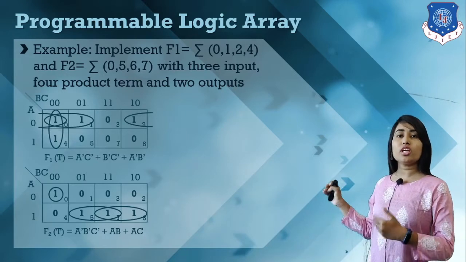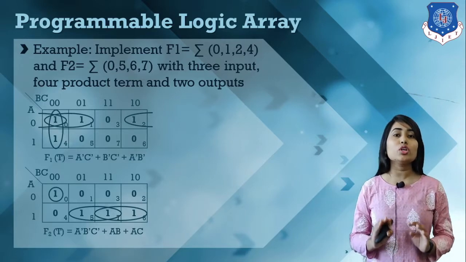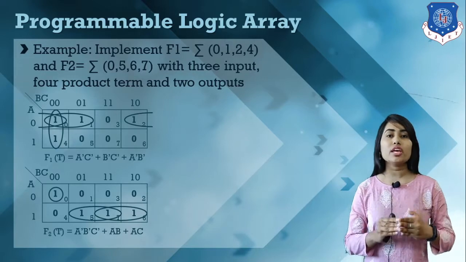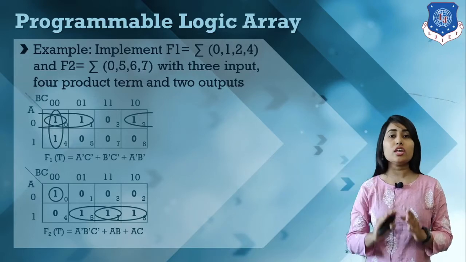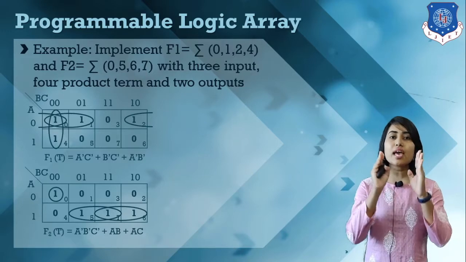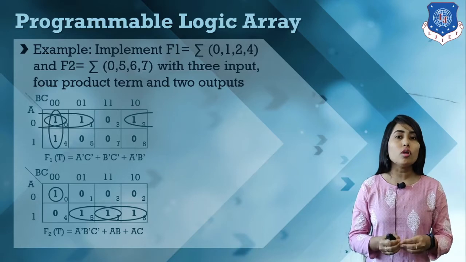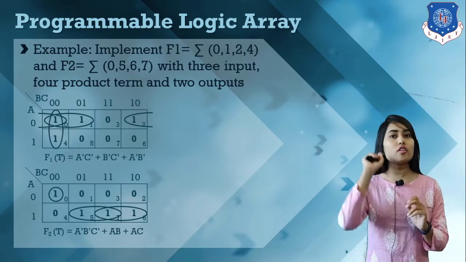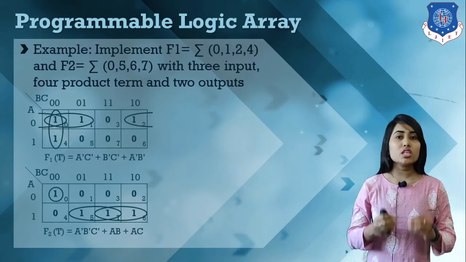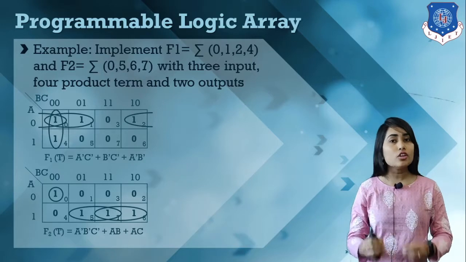Now if we observe F1 and F2, there are no common terms between F1 and F2. In F1 we have 3 terms, in F2 we have 3 terms. So if we implement F1 and F2 in a true form, or normal form, that means true form, that's why here we write T: F1 T, F2 T.